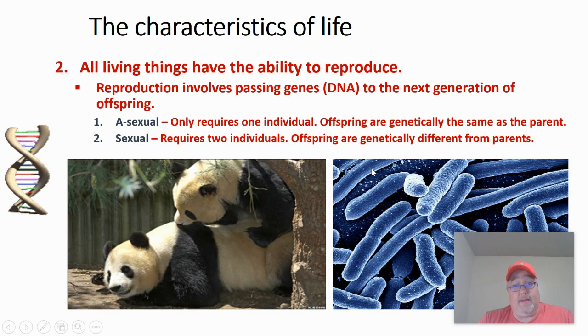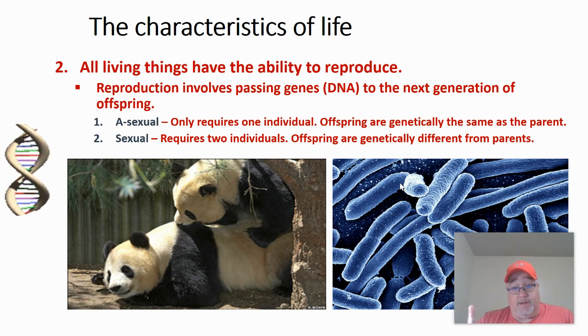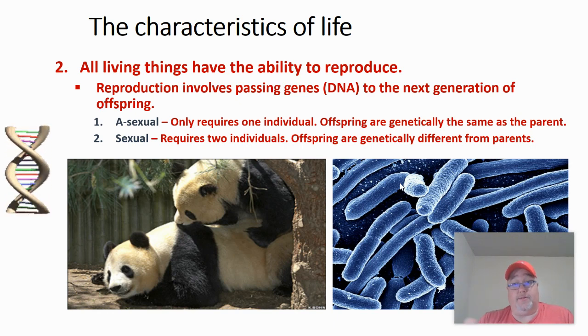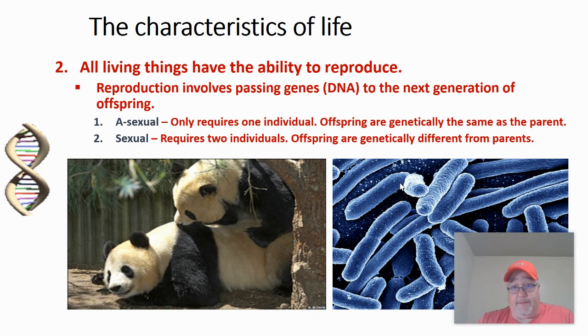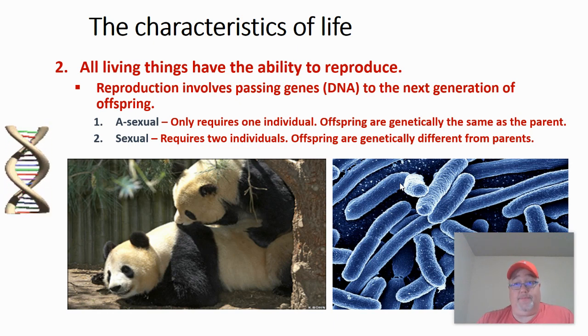Asexual reproduction, like for example, bacteria. They're kind of notorious asexual reproducers. It only requires one individual. So you only need one bacteria to reproduce. But the offspring, the next generation, is exactly the same as the previous generation. So you really don't get any change from one generation to the next.